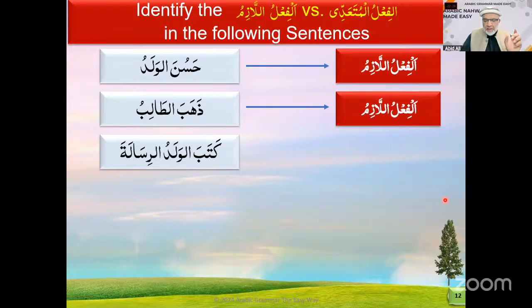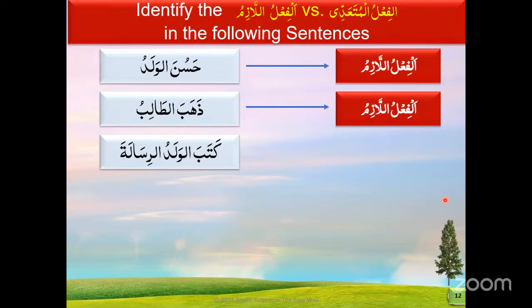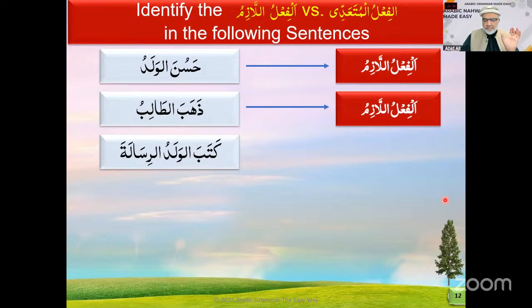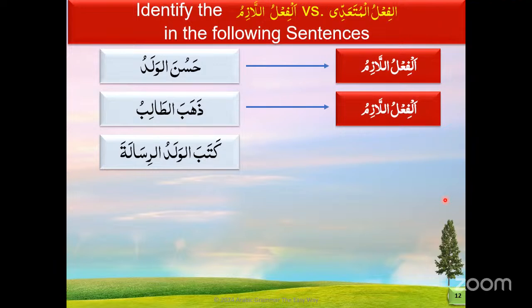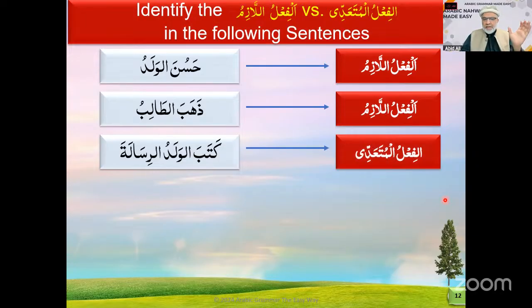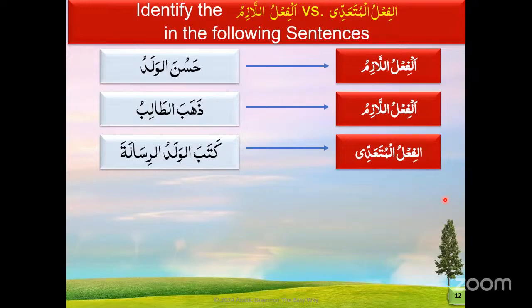Now, is kataba still thulathi mujarrad? It is. But is it fi'lul lazim or fi'lul mutaaddi? In this sentence, it is acting as fi'lul mutaaddi. Very good job. So again, on the high level, if you see a subject and an object, you say fi'lul mutaaddi. If you see only a subject, you say fi'lul lazim. Agree? Okay, Jazakallah khair.